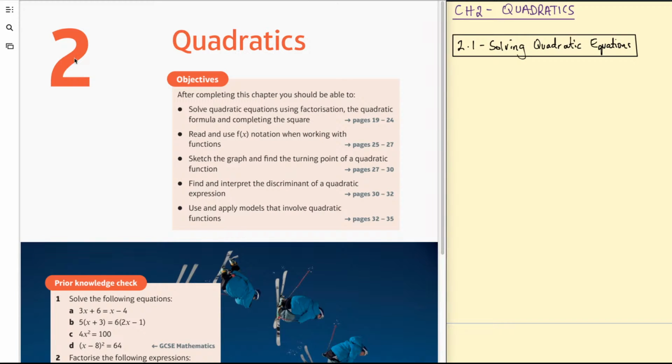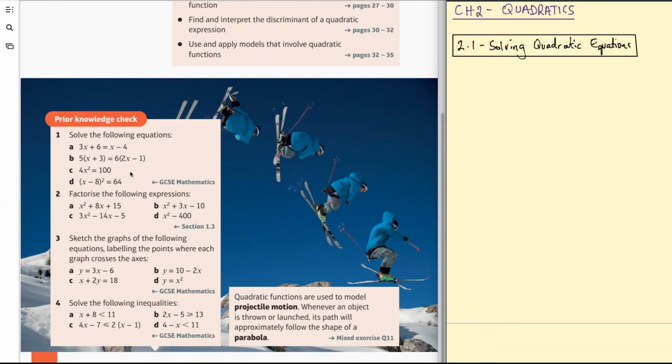I'm not sure I'll complete the entire chapter in this live stream, maybe just half of it, but we'll see how we go. Okay, so let's get stuck in. They have a bit of a prior knowledge check here, so you should be able to solve these equations.